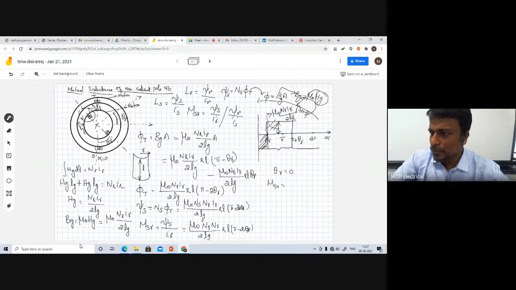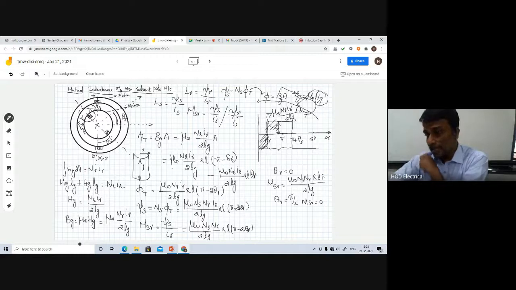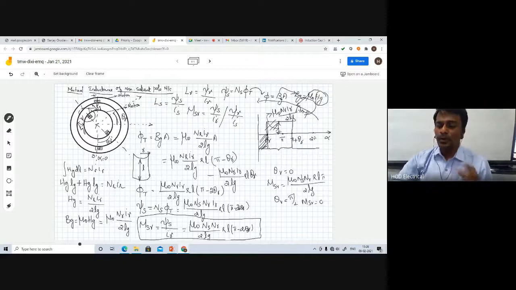Now if you substitute theta r equal to 0, automatically we have Msr equal to mu naught Ns Nr R L pi divided by 2Lg. Similarly, theta r equal to pi by 2, Msr equal to 0. Then theta r equal to pi, Msr equal to a negative value. Therefore, this mutual inductance varies with respect to the rotor angle.